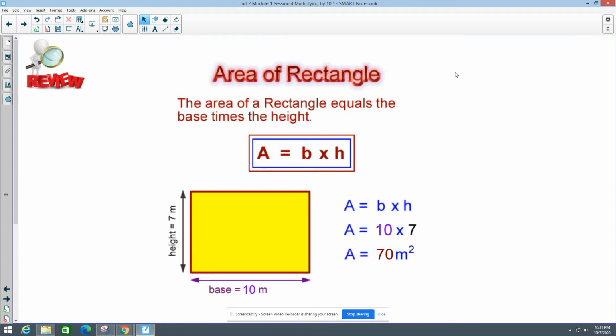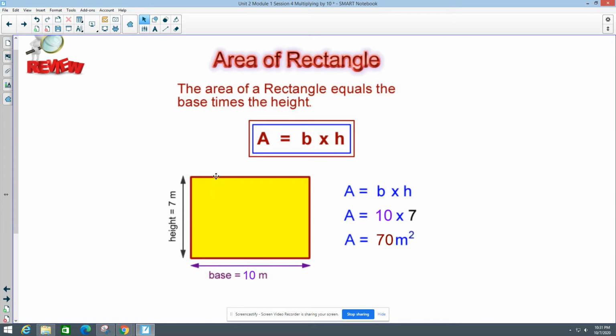We're going to also review area. We've been talking about area for a while. There is a formula of area equals base times height. So it's about the area of a rectangle. So if you know the height is 7 and you know the base is 10, so that's 7 rows of 10. So we know that's 70.